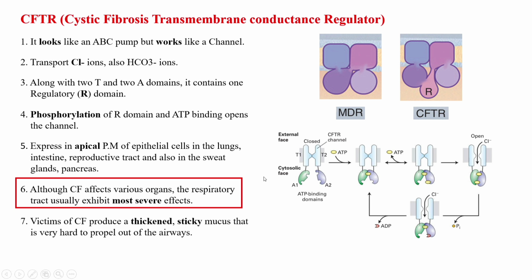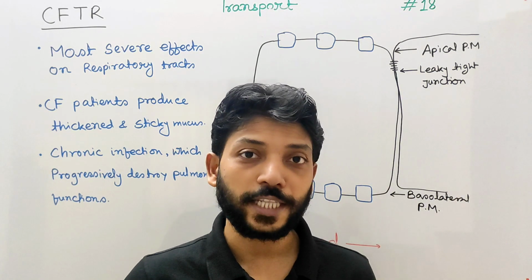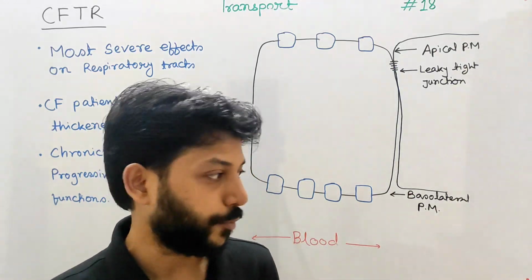Now what happens? Victims of cystic fibrosis produce a thickened and sticky mucus that is very hard to propel out of the airways, and patients suffer from chronic infections and inflammations which progressively destroy pulmonary function. Now let's see the reasons behind this pathophysiological condition of cystic fibrosis.